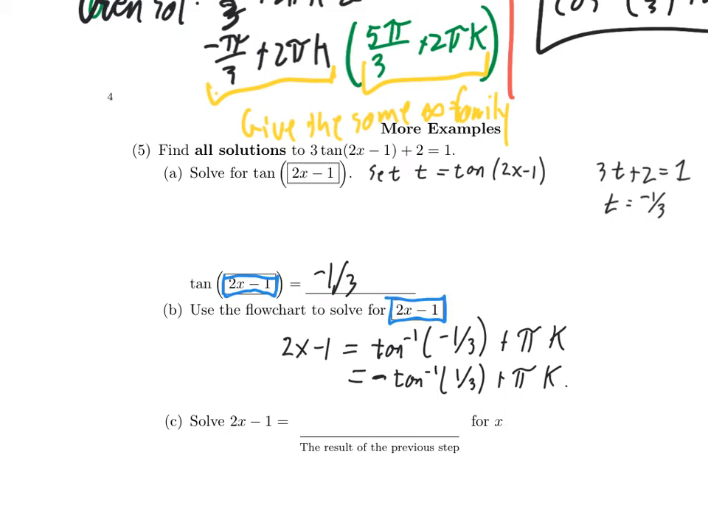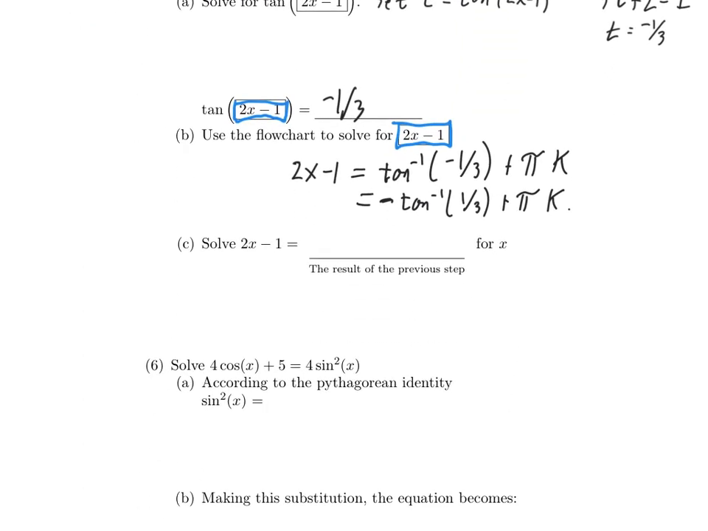Nice, so that means that 2x minus 1 is equal to negative tangent inverse of 1 over 3 plus pi k. Does that look like you can solve that for x? Yeah, of course you can. Add 1 to both sides, then divide by 2. So doing that one step at a time, 2x is equal to negative tangent inverse 1 over 3 plus pi k plus 1. Right, you add this to the other side.